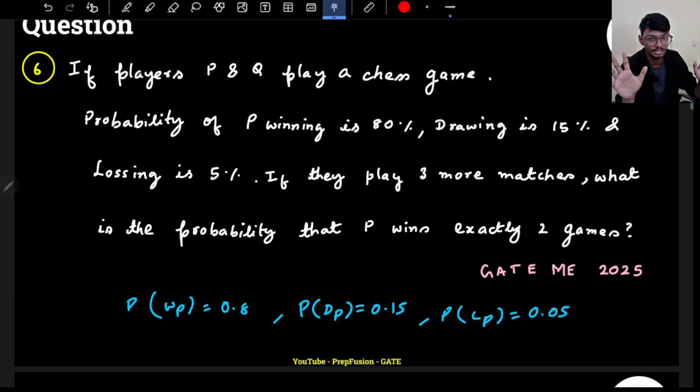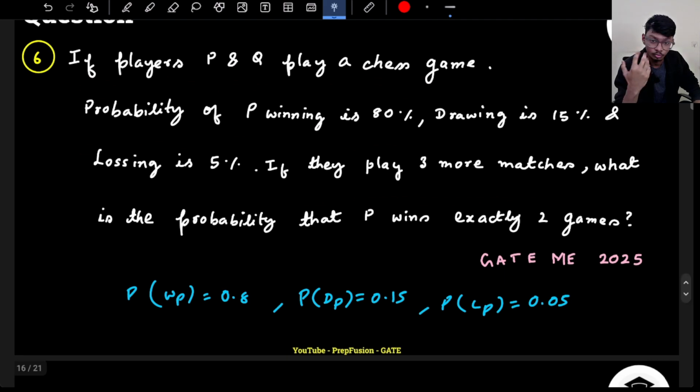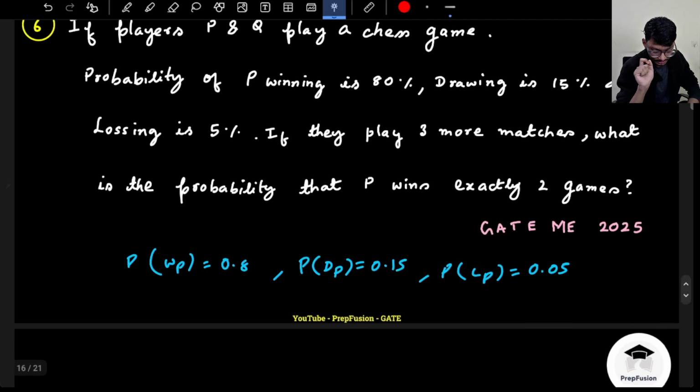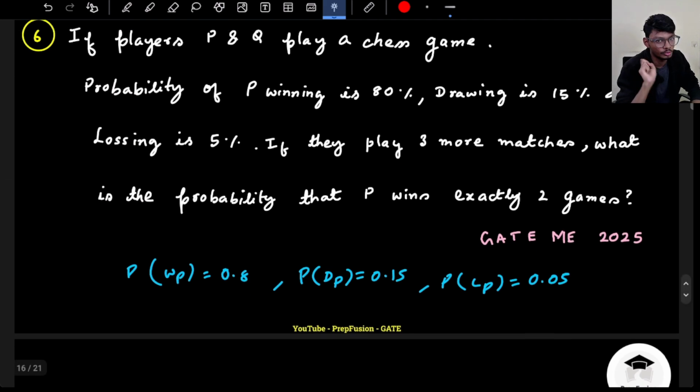I have seen many other platforms telling that the total number of matches is 3. Now if the language of the question is as it is here, then the total number of matches should be 4. It will not be 3. Okay, if the language is the same as whatever I have written here. Okay, now what is the probability that P wins exactly 2 games?